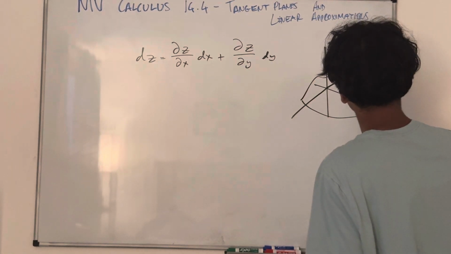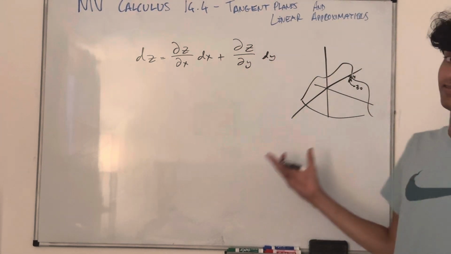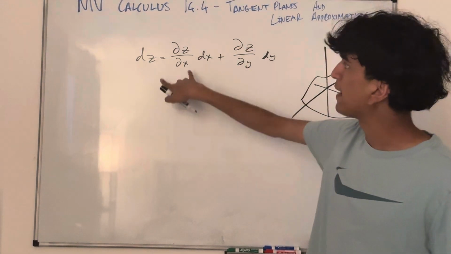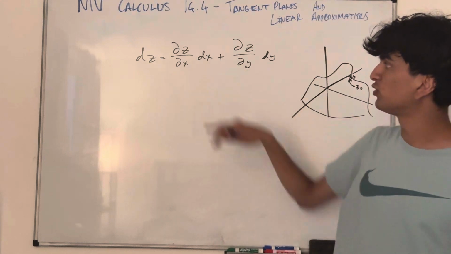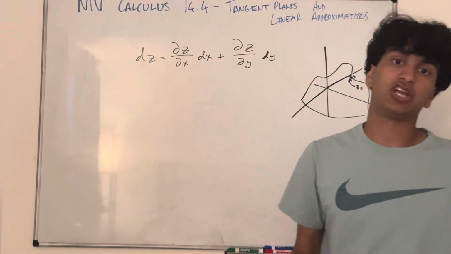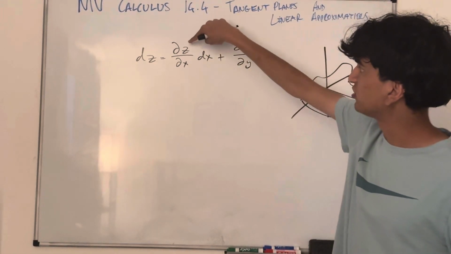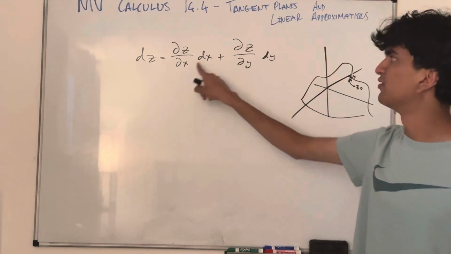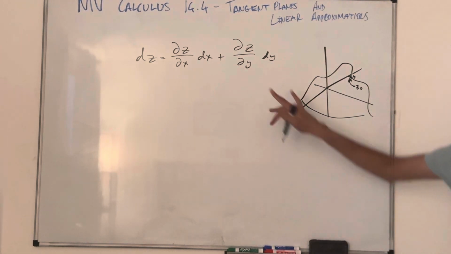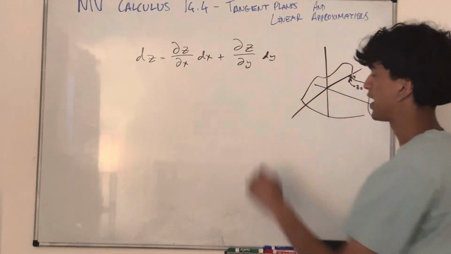So my total change in z, if this is z initial and this is z final, my delta z, will equal my change in x multiplied by partial z partial x. Because remember, partial z partial x tells us how much my z value changes for a certain change in x. It's a ratio: my z changes this much for this much change in x. Multiply that by the change in x, I get my change in z. And then same thing for the y direction. So this gives me the total change in z for moving in both the x direction and the y direction.